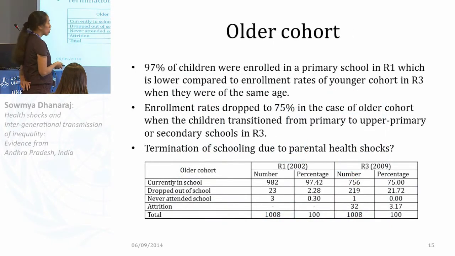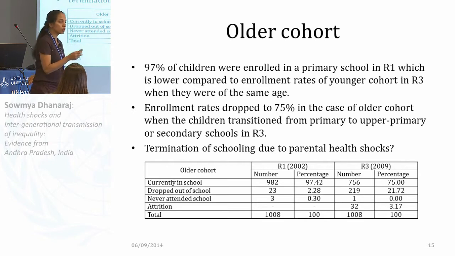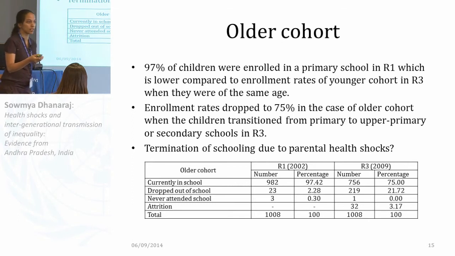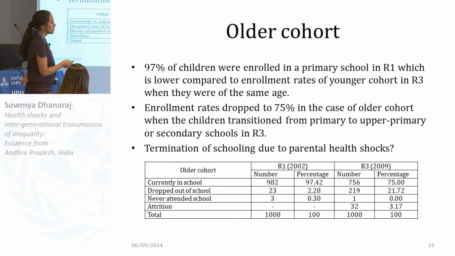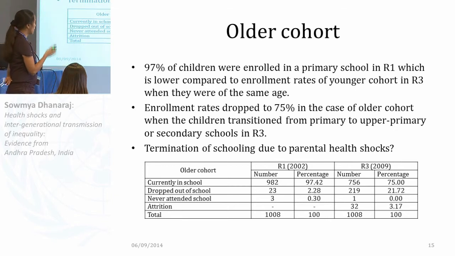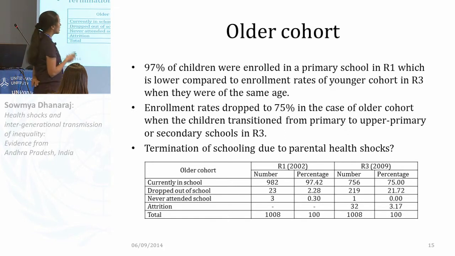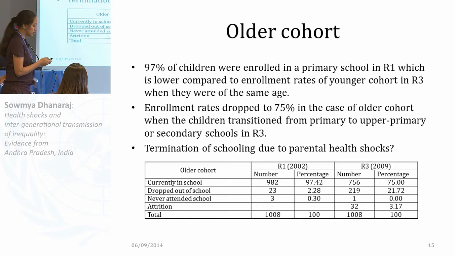Now coming to the older cohort, the older cohort were 8 years old in round 1, and they were 15 years old in round 3. In round 1, 97% of them were enrolled in primary school. But when they moved to round 3, only 75% of them were enrolled in school. So is there a termination of schooling due to parental health shocks?